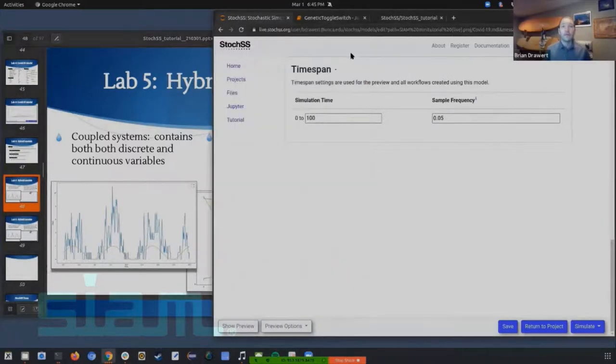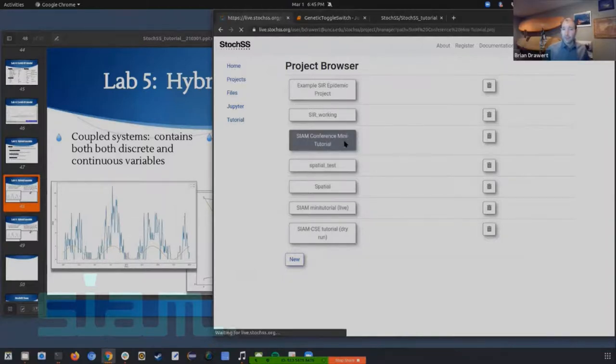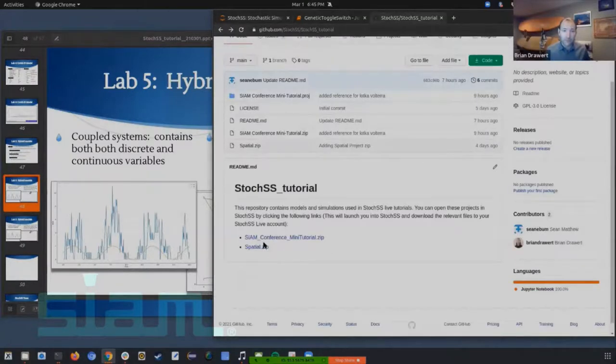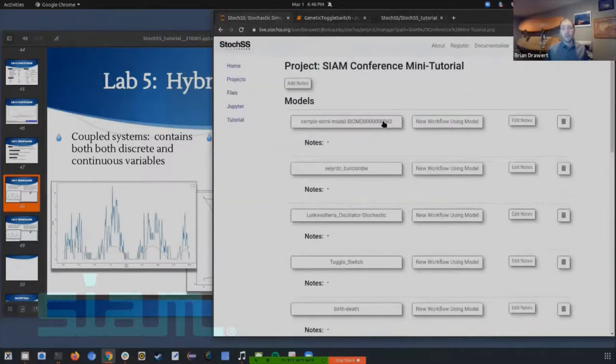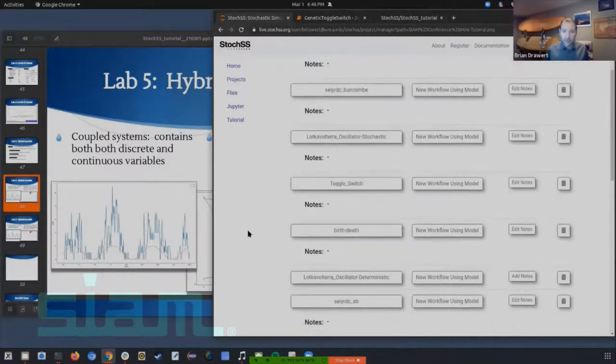And to show you this, I am actually going to go back to my projects. You can see all of my projects here. This SIAM conference mini tutorial project is actually the project that I showed you. If you just click this link right here on this page, github.com/StochSS/StochSS_tutorial, that will launch StochSS and get you right to here. And yeah, you can see we have most of these things in here.